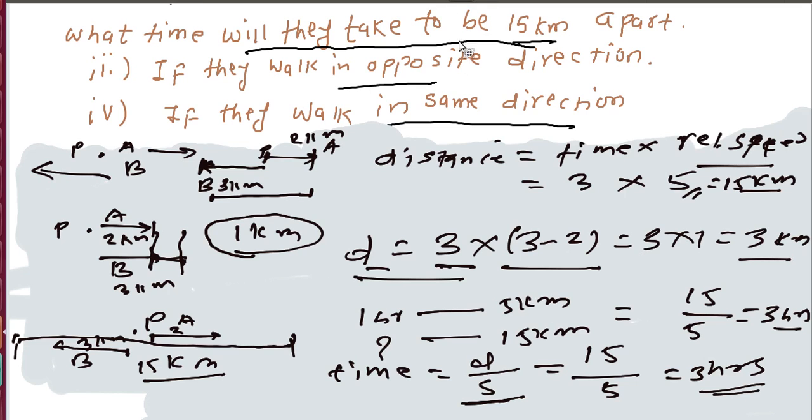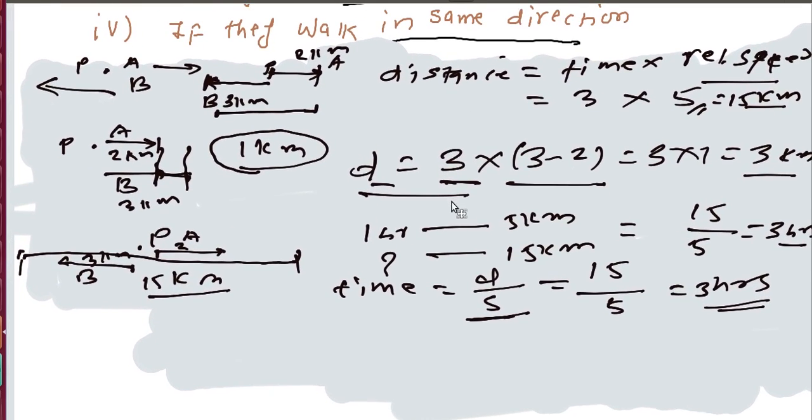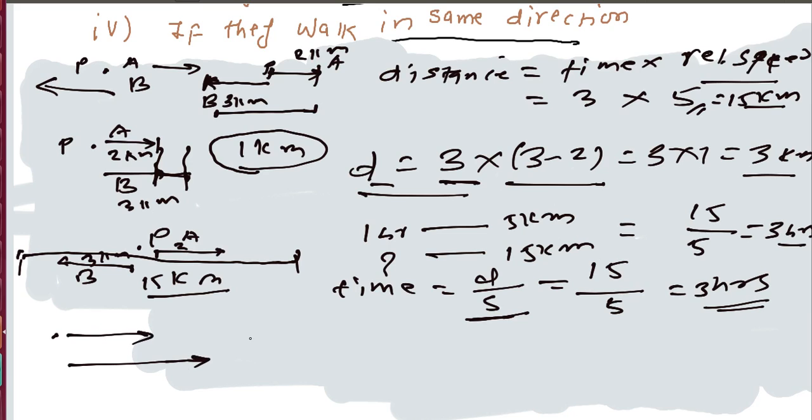Next question says, if they walk in the same direction. That means now from P they are walking in the same direction like this. So when will they be 15 kilometers apart, when the distance between A and B will be 15 kilometers? See, in 1 hour A will again walk 2 kilometers and B will walk 3 kilometers. So in 1 hour the distance between them will be 1 kilometer.